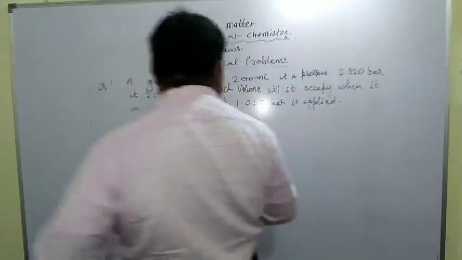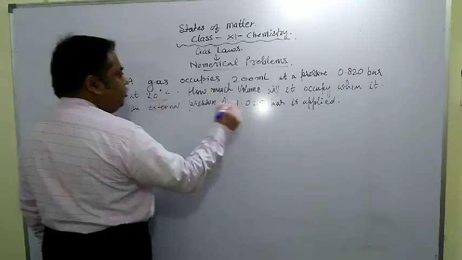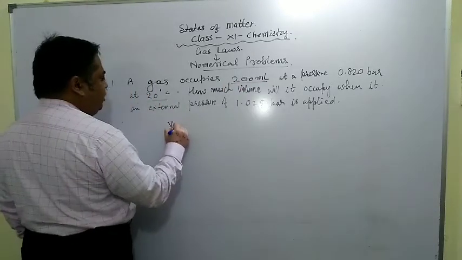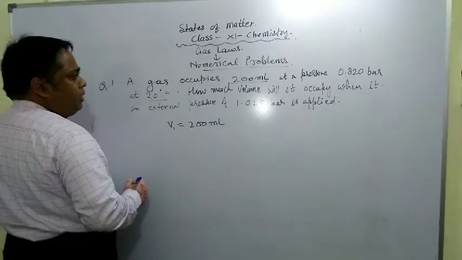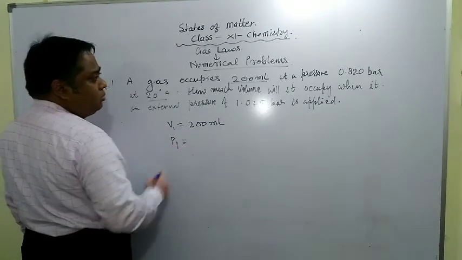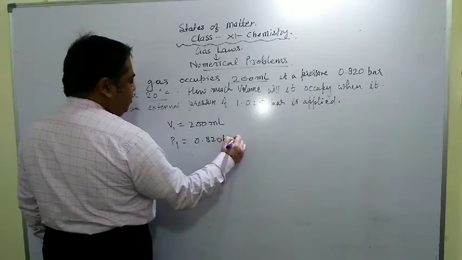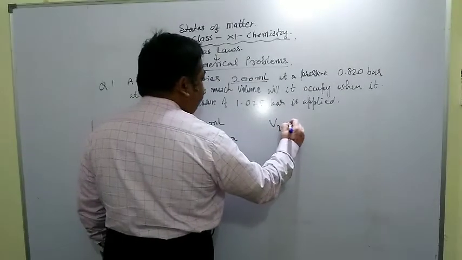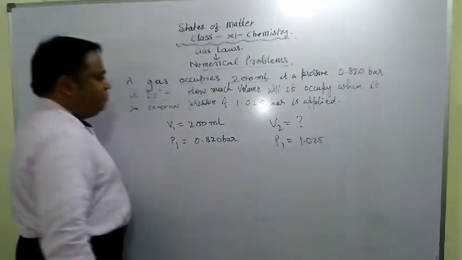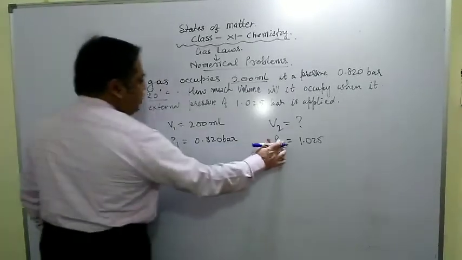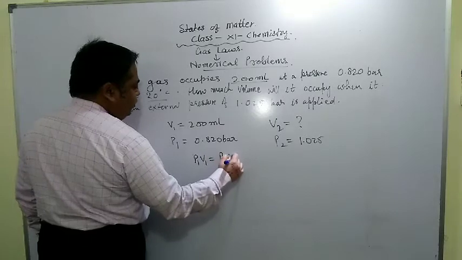So here what we have got, temperature is same for both. Say this volume V1 is equal to 200 milliliter and P1 is equal to 0.820 bar. V2 we have to find out and P2 is given. It's very simple. We will be using Boyle's law. So according to Boyle's law, P1 V1 equals P2 V2.